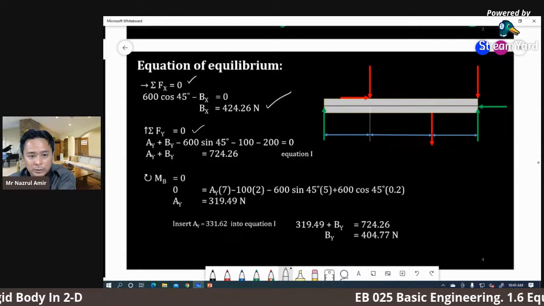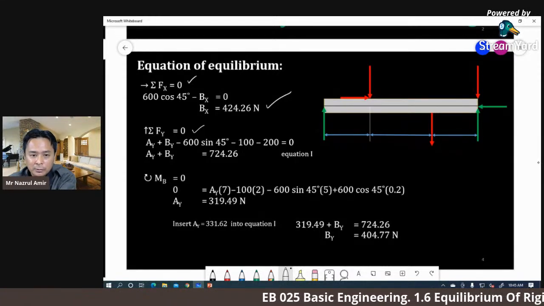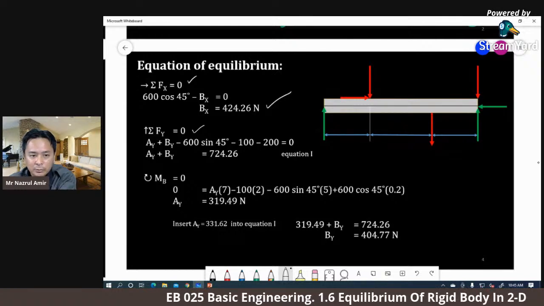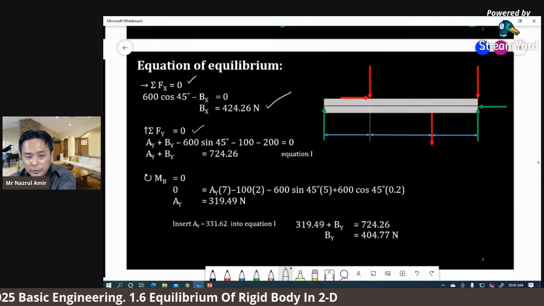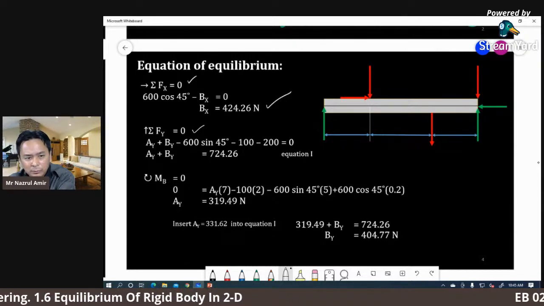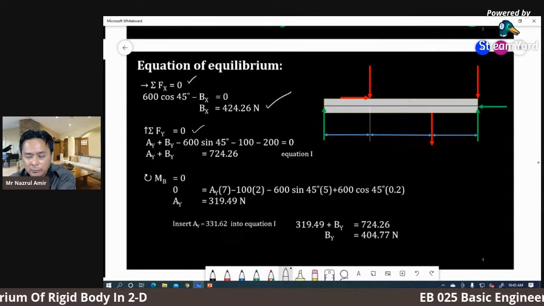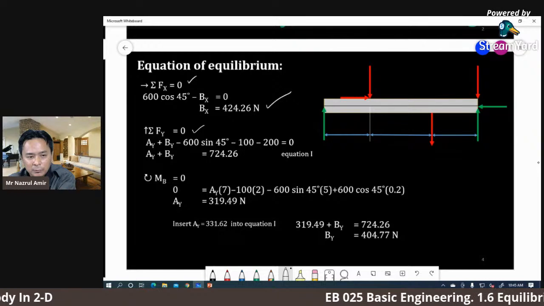We collect all the forces in the Y direction. We collect all the forces, whether it is reaction or action, in one full equation here, so that we can solve for the unknown.